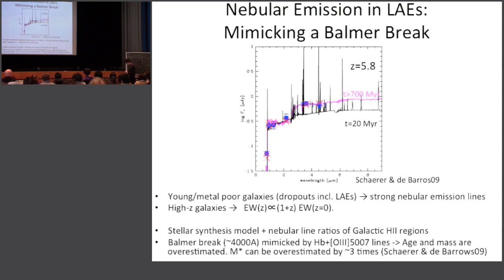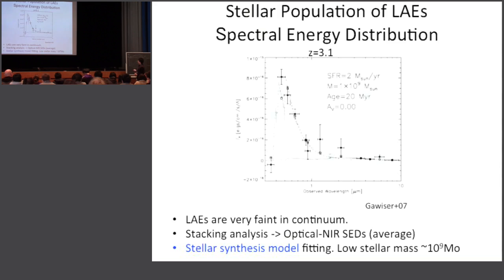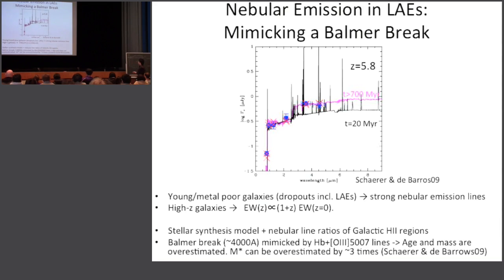However, several years later, it was realized that the simple stellar synthesis model has a problem, especially for understanding Lyman-alpha emitters, because these emitters are metal poor and produce strong nebular emission lines. Also, they are sitting at high redshift, so the equivalent width of the nebular emission lines gets larger by a factor of 1+z.